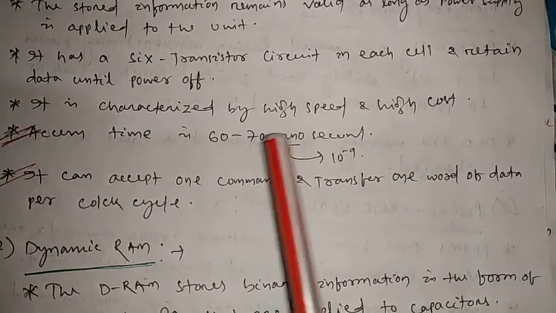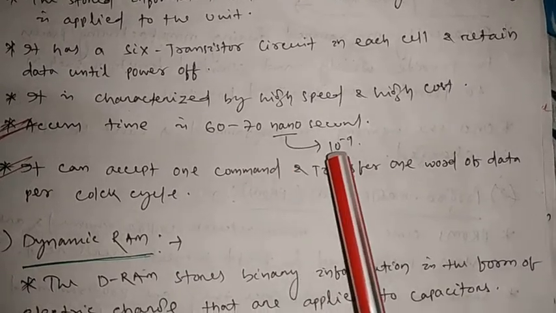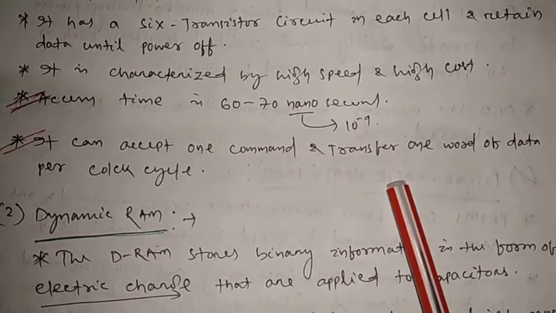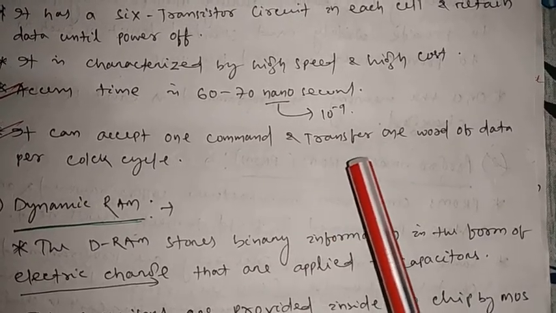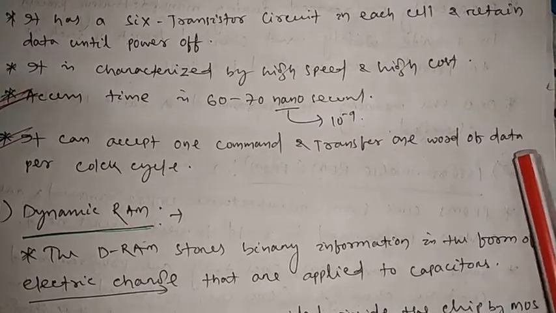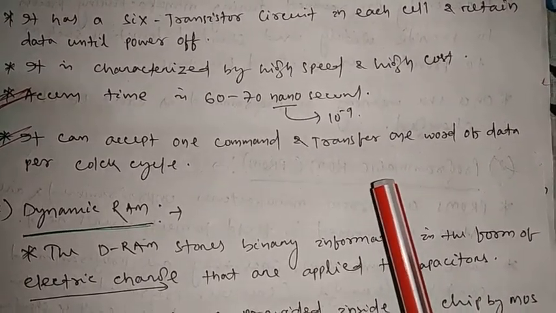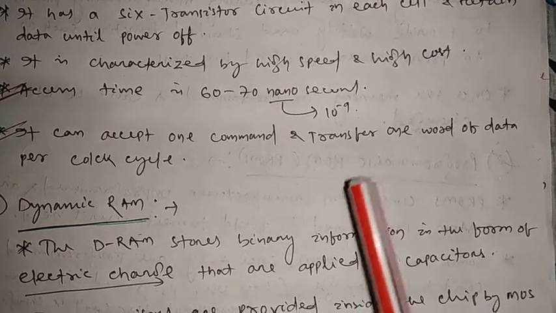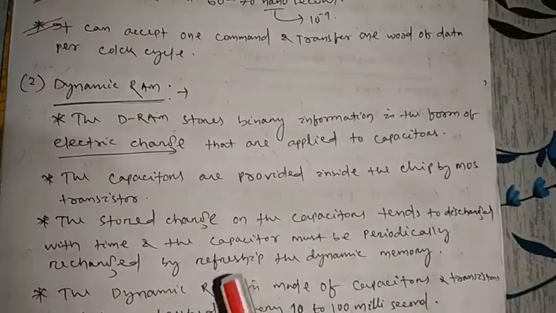It is characterized by high speed and high cost. Access time is 60 to 70 nanoseconds, that is 10 to the minus 9 seconds. And it can accept one command and transfer one word of data per clock cycle. So it has the capacity to accept one command and transfer one word of data per clock cycle. Okay, and this is the disadvantage also, you can say.